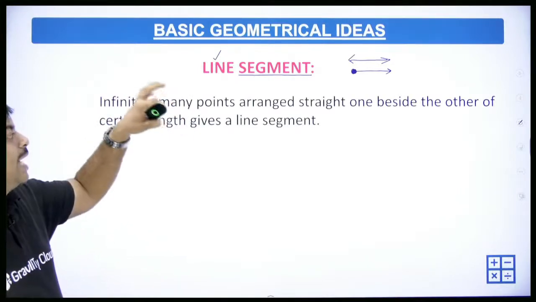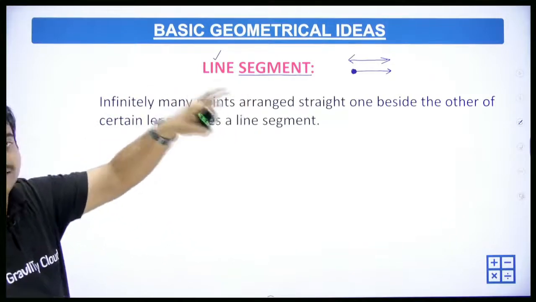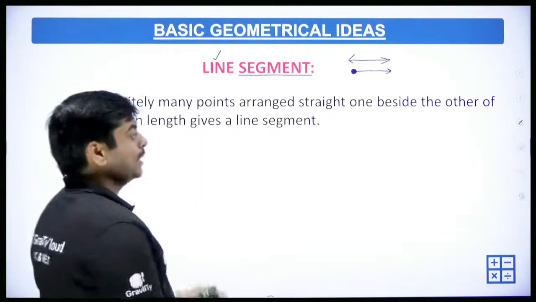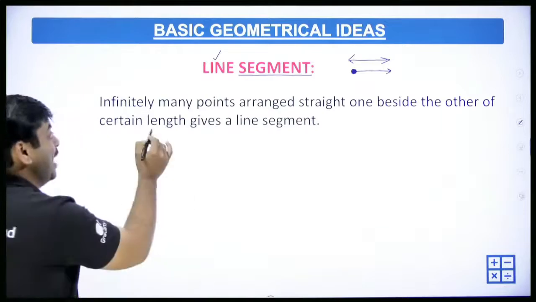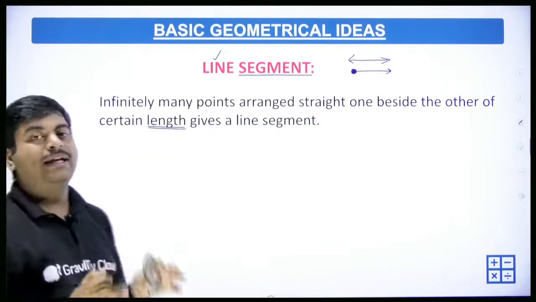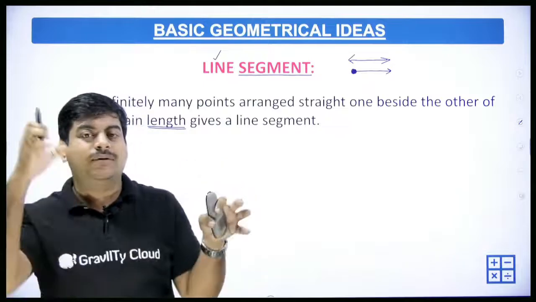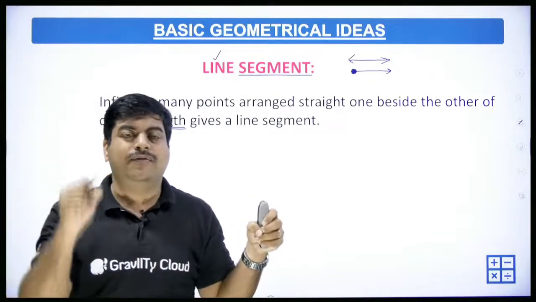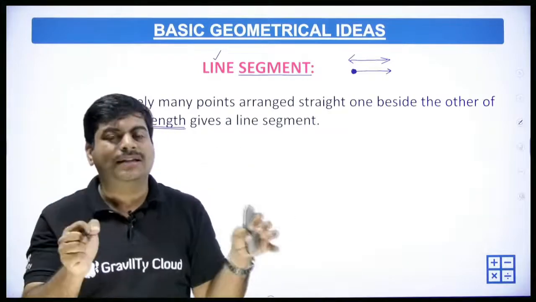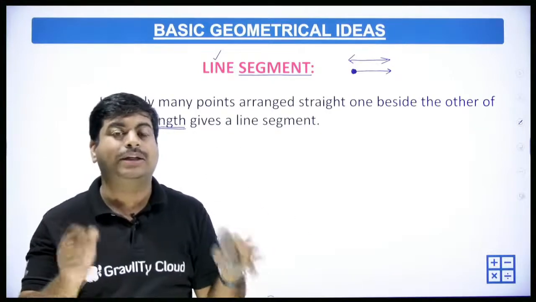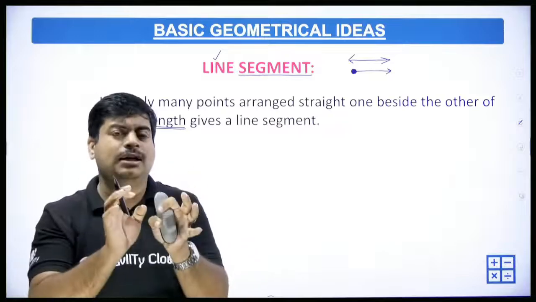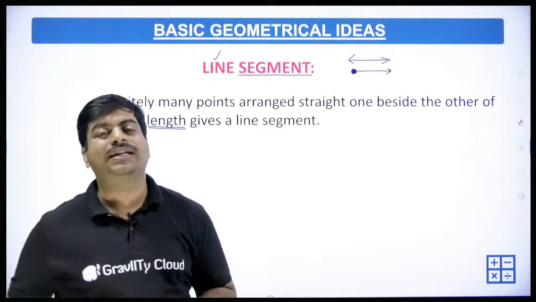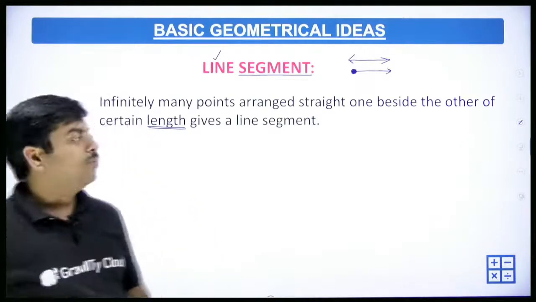Infinitely many points arranged straight one beside the other of a certain length. That means the magnitude, or the distance from the first point to the last point, is fixed. The distance from the first to the last point is fixed: 10 centimeters or 100 centimeters or 1 kilometer, 10 kilometers, some distance is already fixed. Such a fixed length we call a line segment.